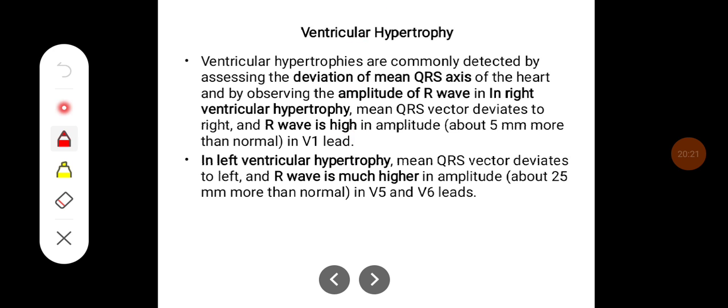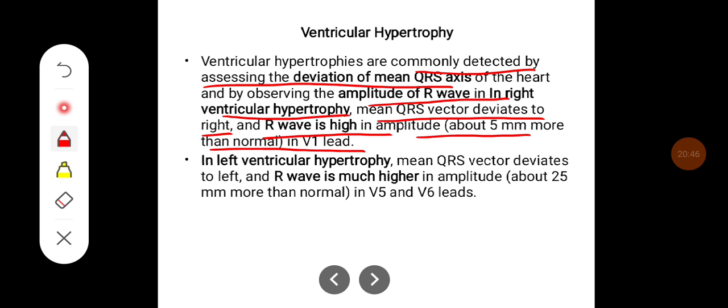Ventricular hypertrophy. Ventricular hypertrophies are commonly detected by assessing the deviation of the mean QRS axis of the heart and by observing the amplitude of R wave in right ventricular hypertrophy. The mean QRS vector deviates to the right and R wave is high in amplitude, about 5 mm or more than the normal in V1 lead.